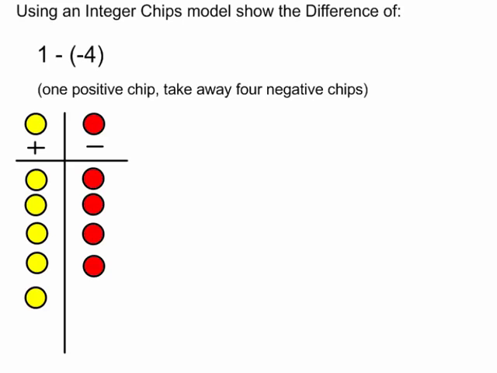I'm going to have 1 minus or take away -4. So I have 1 positive chip, and I'm going to take away 4 negative chips. You can see on my table here, I have an unbalanced 1, and I am going to take away these 4 negatives. So boom, they're gone. And now you'll notice there is an unbalanced total of 5 positive chips.